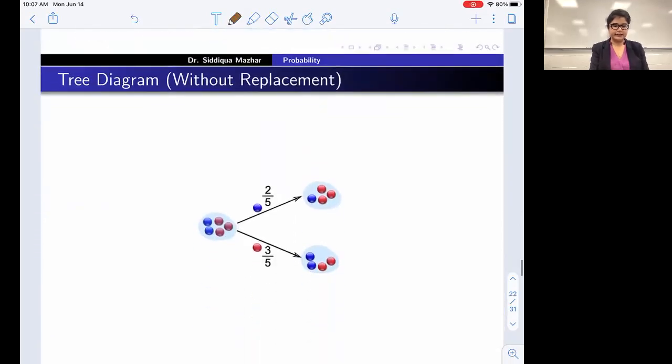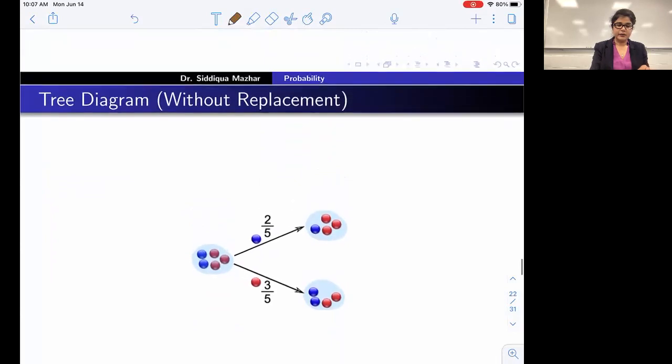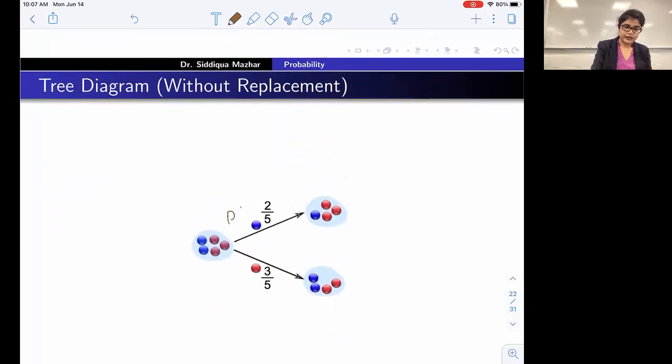So first trial, this is the first trial. We have 5 balls. I am picking, probability of blue if we are choosing blue. So what could be the outcomes? If she picks one ball, let's say it is blue. So the probability of blue in the first trial will be 2 by 5. And if she picks red, then the probability will be 3 by 5.